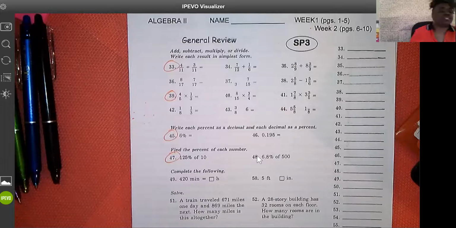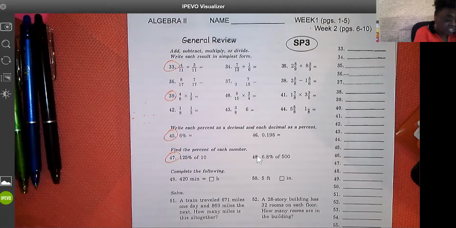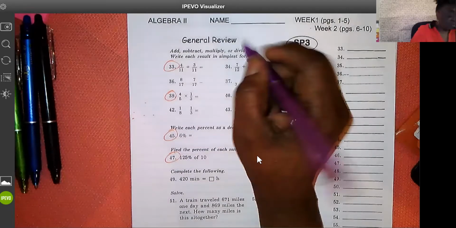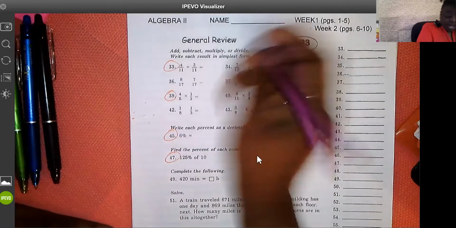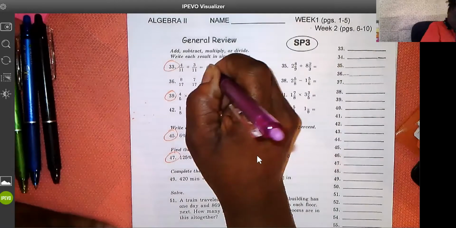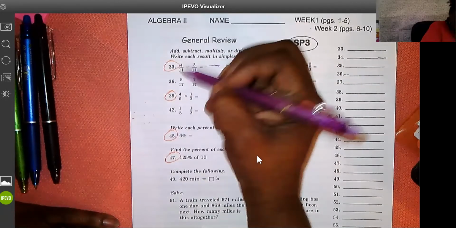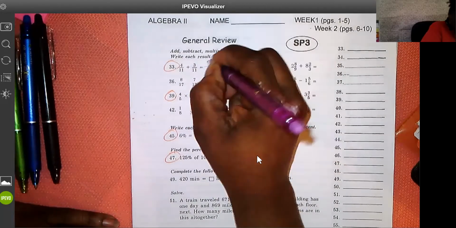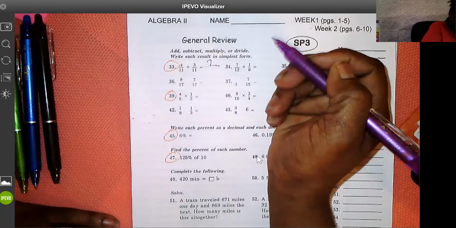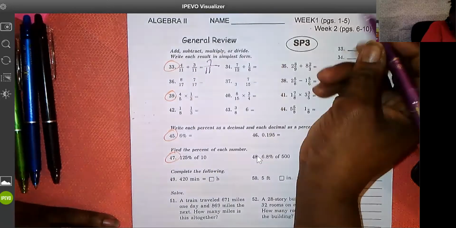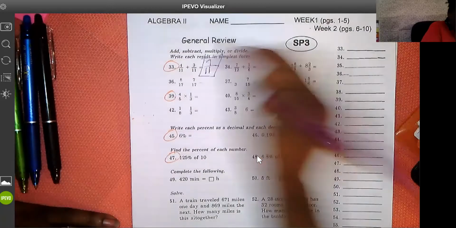So number 33 on section 3 starts off with like denominators. When we have like denominators, we just add across and then simplify. So 4 plus 3 is 7, and then we just bring the 11 over. It's in the simplest form, so we are done with this one.